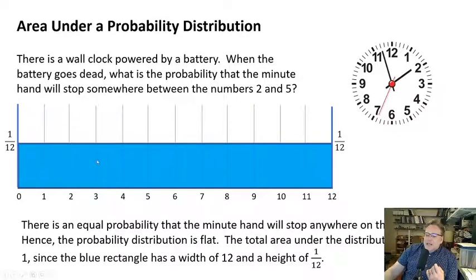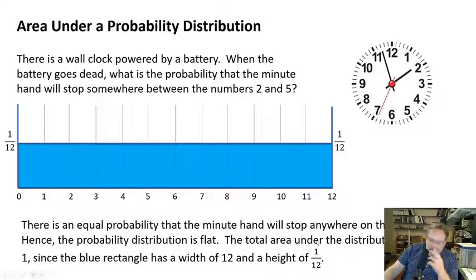So this just kind of makes the point here. There's an equal probability that the minute hand will stop anywhere on the dial. So this is going to be a flat distribution, just like when you were rolling that single die. 1, 2, 3, 4, 5, and 6, they're all the same probability, so this is a flat distribution.